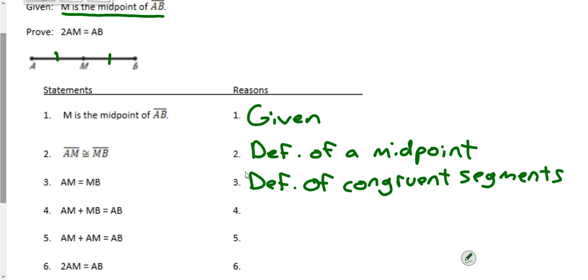Next we have AM plus MB equals AB. So we have two smaller segments adding together to get a bigger segment. That is the segment addition postulate.